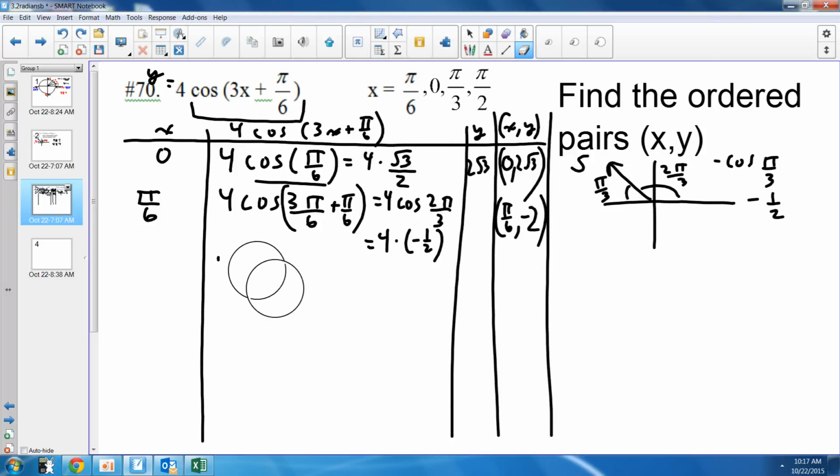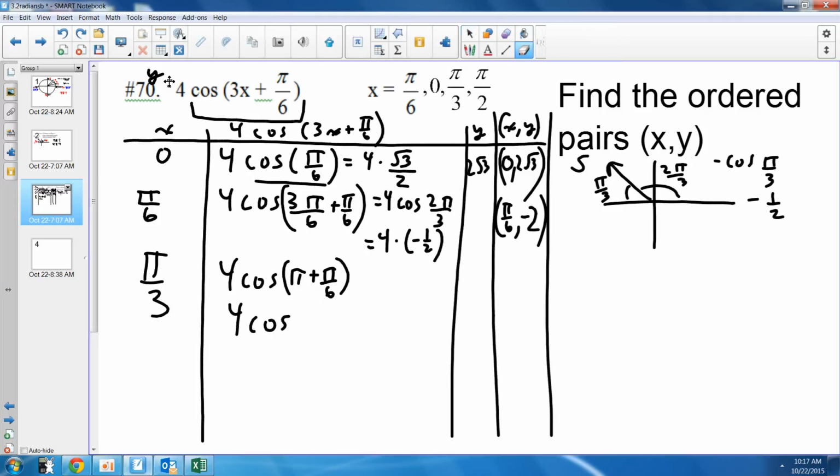Let's go to the next one, which is pi over 3. So let's go 4 cosine. 3 times pi over 3 is just pi. So it becomes pi plus pi over 6. Now this is 4 cosine of 6 pi over 6 plus pi over 6, 7 pi over 6.